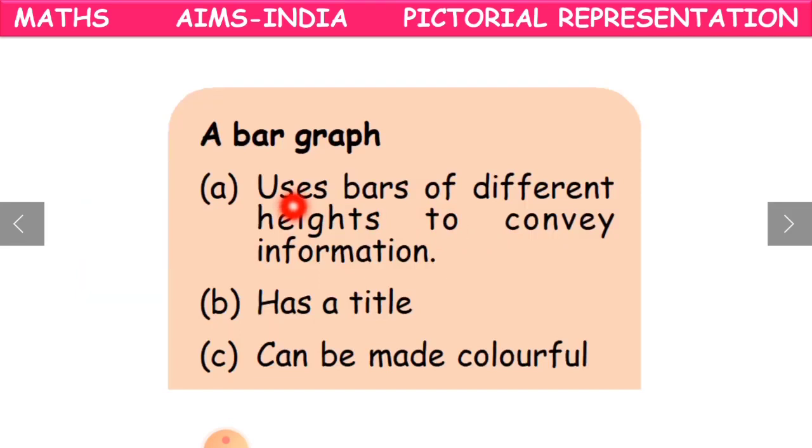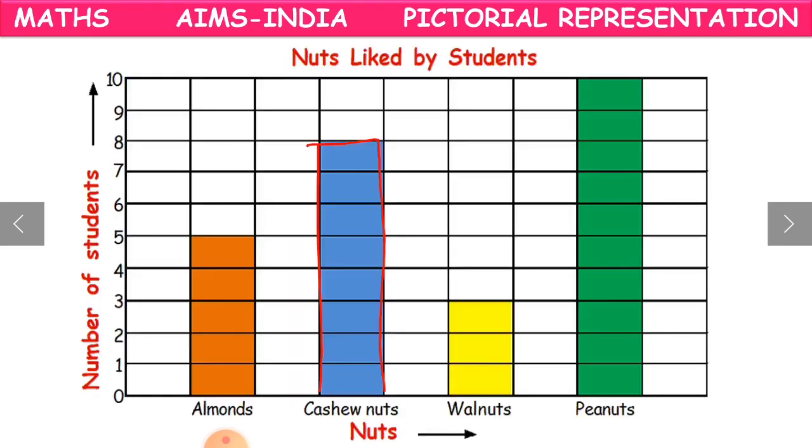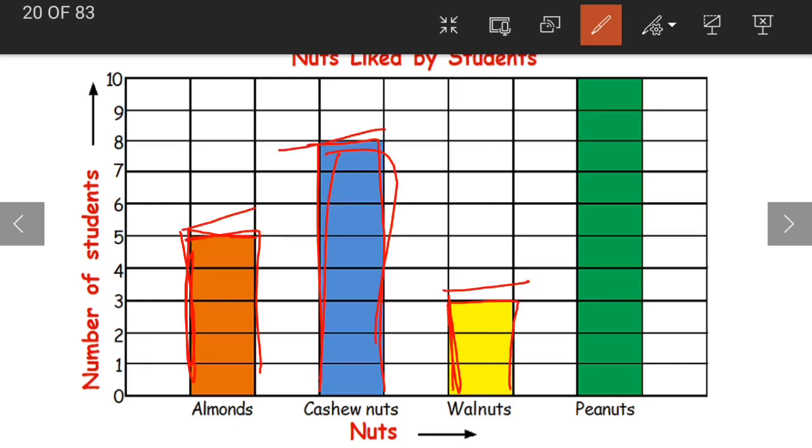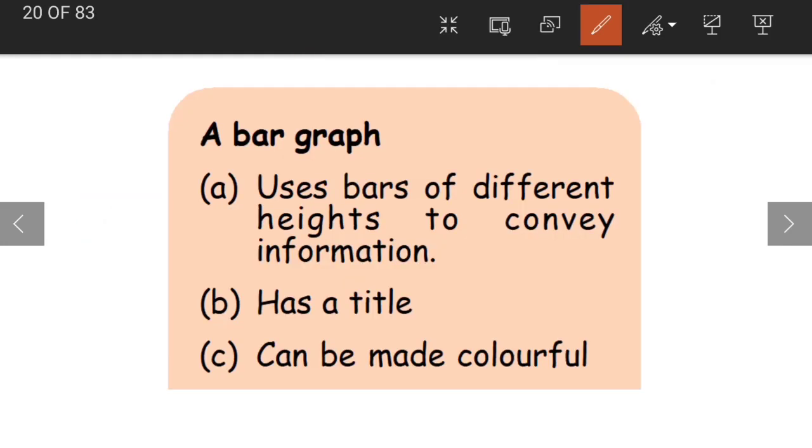What does a bar graph do? A bar graph uses bars of different heights. What are we using here? We are using bars. And as you can see, is the height of these bars the same? No, the heights of these bars are different. So a bar graph uses bars of different heights to convey the information, that means to represent the information.